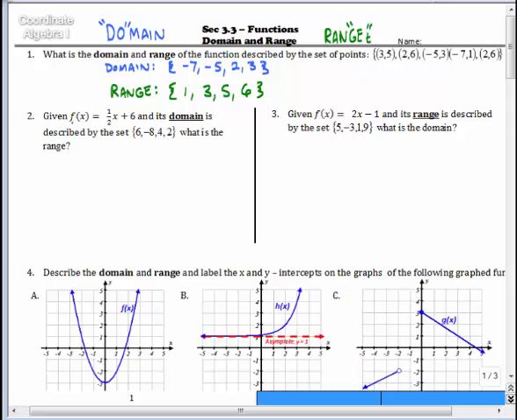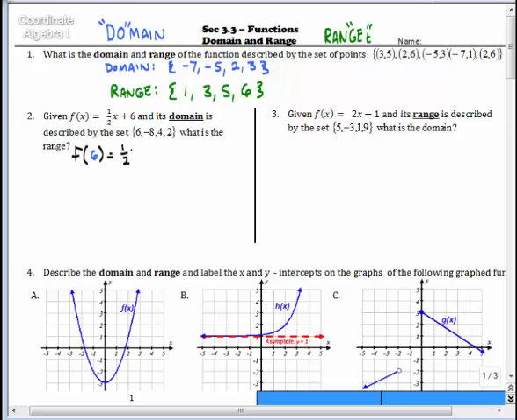So if you look at the next one, it says given f of x equals 1/2 of x plus 6, and its domain is described by the set of 6, -8, 4, and 2. What is the range? All right, so they're specifically telling us they're only going to allow the domain to be those 4 numbers, meaning the input. So to find the range, I'll have to plug in each one of those values to figure out what output each one has. All right, so let's start by plugging in 6 first.